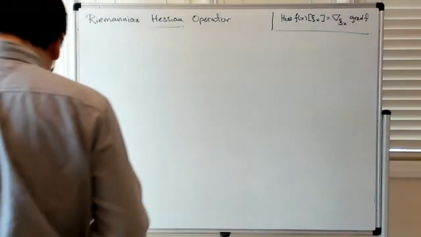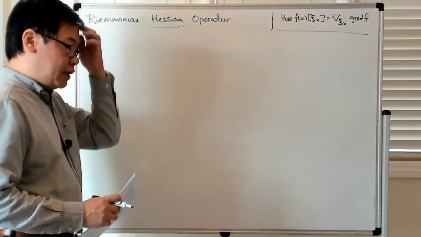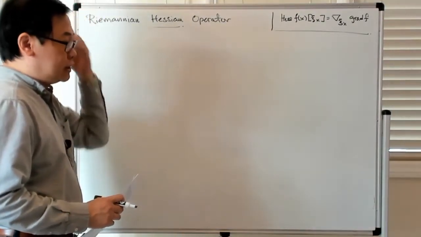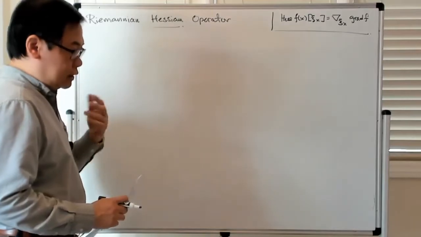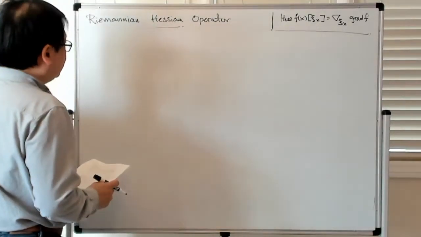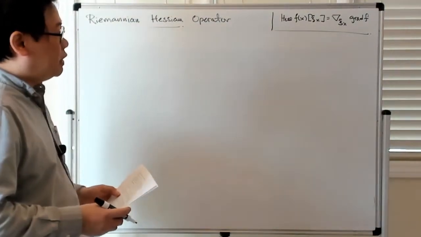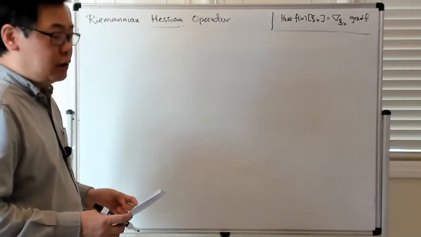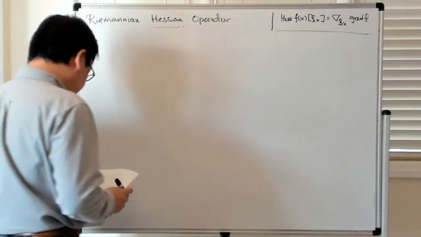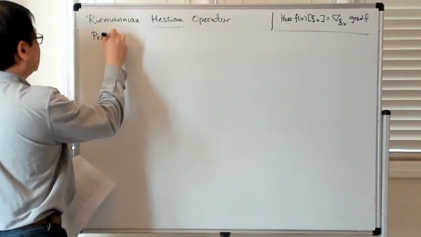So previously we showed that the Riemannian Hessian operator can be related to the classical Hessian if you use essentially the exponential map, the Riemannian exponential map. Okay, so the natural question to ask then is whether that holds if instead of the exponential you use a retraction instead. Okay, so let me state the following proposition.